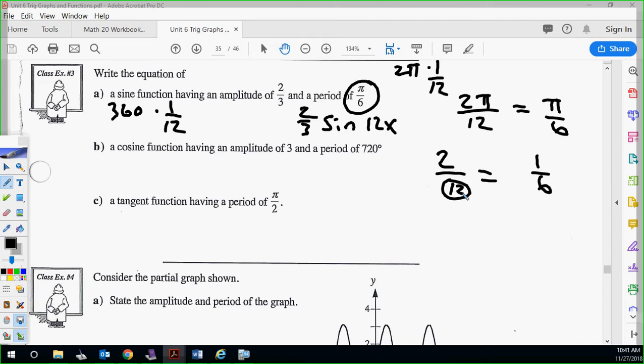Cosine function, now degrees will probably be a little bit easier for you. Having amplitude of 3 and a period of 720. So since 720, that means that the stretch got bigger. Okay, so we're going 3 cos 1/2 x. Because you flip 1/2, it's 2. 2 times 360 is 720. So that's where it's stretched out.